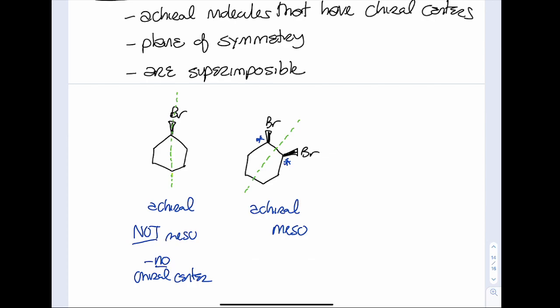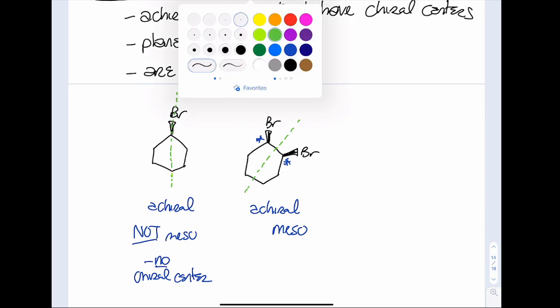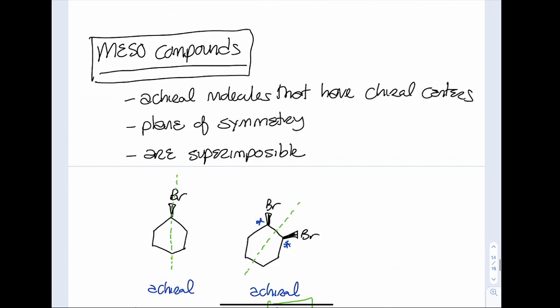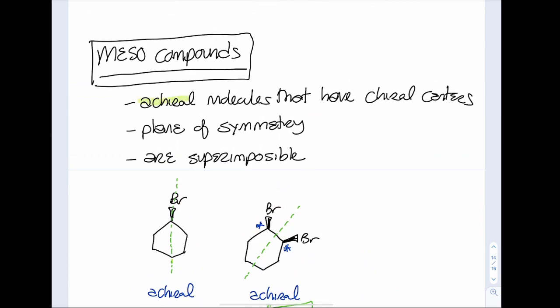So 2 molecules that are achiral for different reasons. One just doesn't have a chiral center. The other has chiral centers, but it has that plane of symmetry. So be careful not to get those 2 mixed up. So meso, not meso. Both of them achiral. So meso compounds are achiral molecules that have chiral centers.